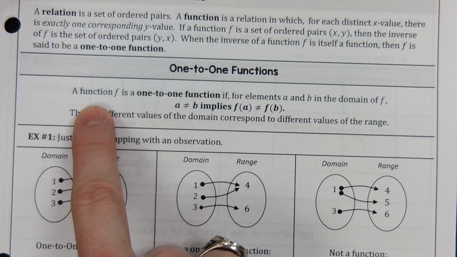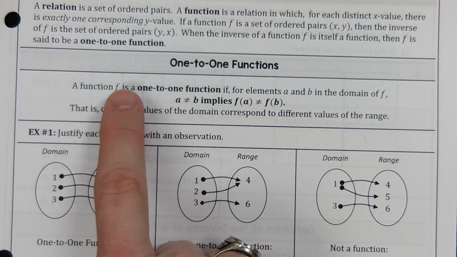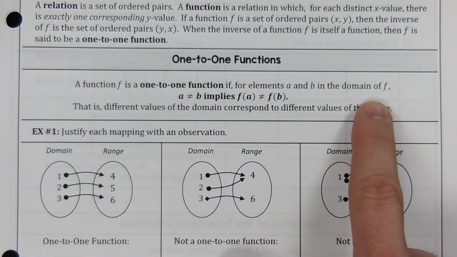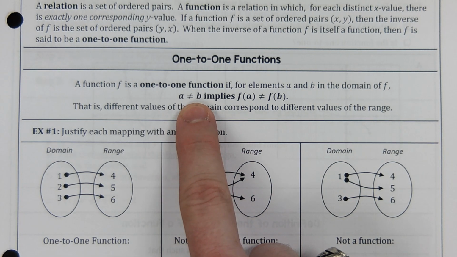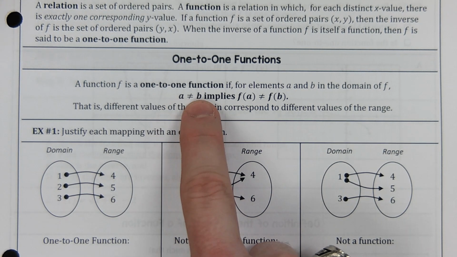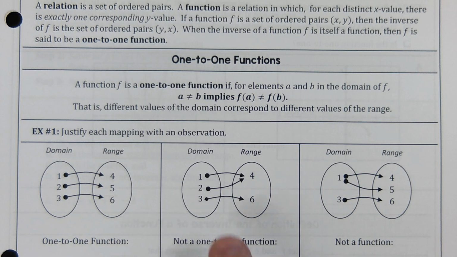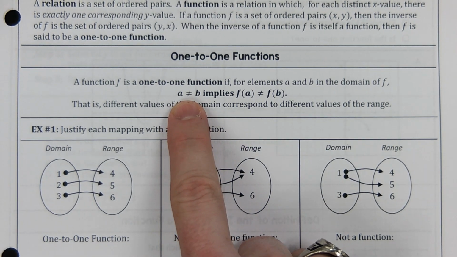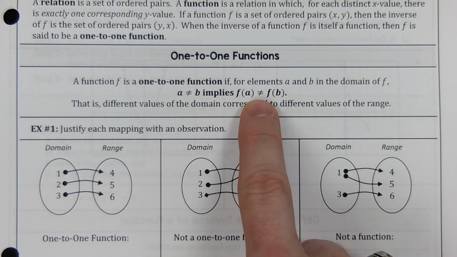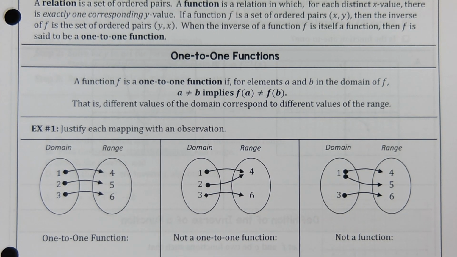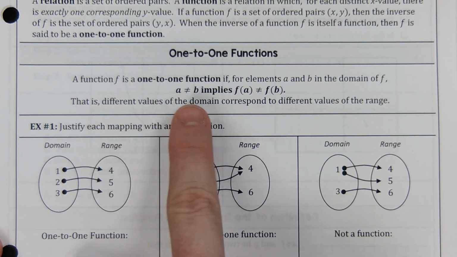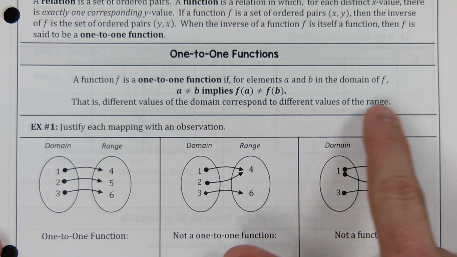A function f is a 1 to 1 function if you've got an a and a b in the domain, and a doesn't equal b. So, you know, we've got like a 1 and a 5 or something like that. If you've got two inputs on a 1 to 1 function that are not equal, it guarantees you have not equal outputs as well. It's just a neat idea. It says different values of the domain will always get you different values of the range.